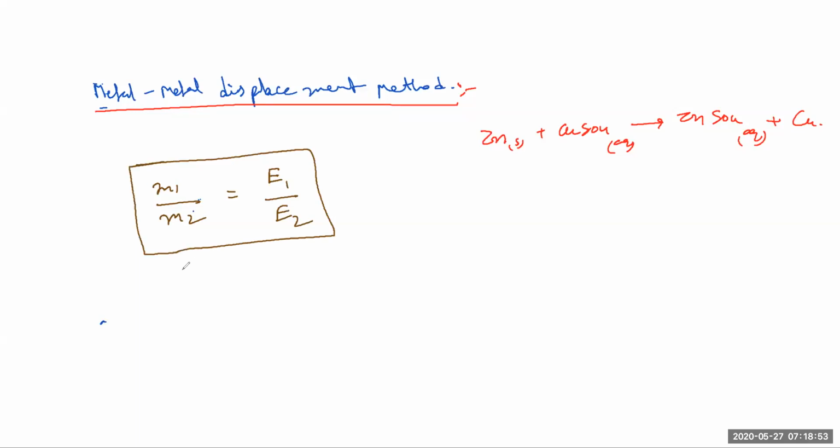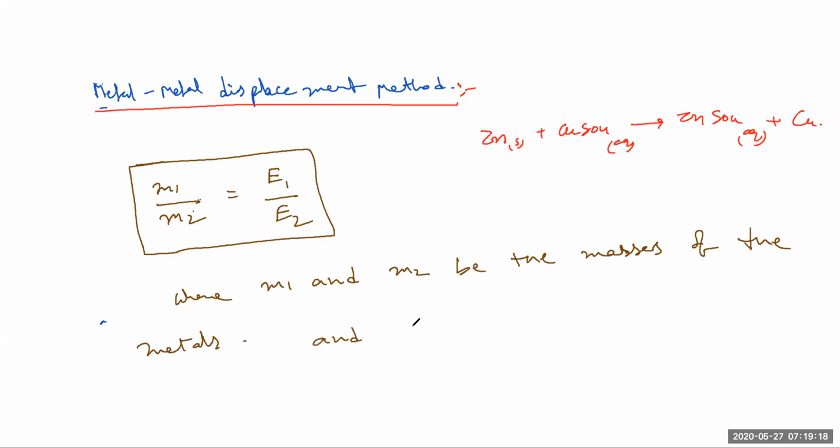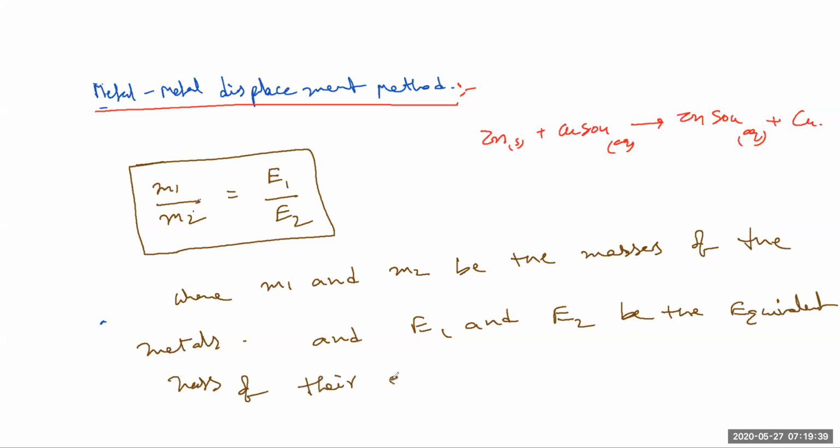So here M1 and M2 are the masses of the metals, and E1 and E2 are the equivalent masses of their elements.